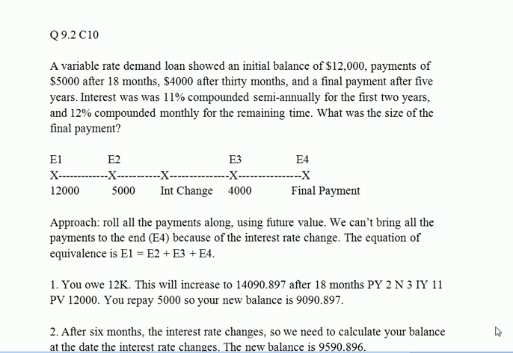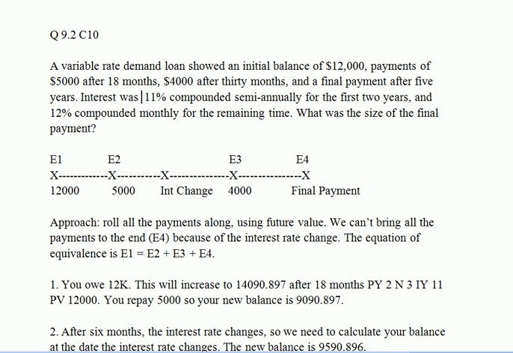You borrow $12,000 and you're supposed to pay back $5,000 after 18 months and $4,000 after 30 months, and then a final payment after 5 years. The point is that the interest rate changes halfway through. So after 2 years, it changes from 11% semi-annually to 12% monthly. What we want to know is what was the size of the final payment.